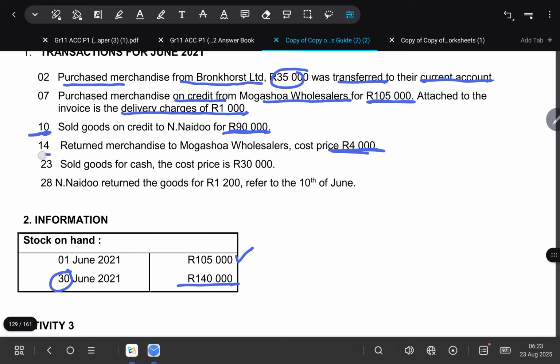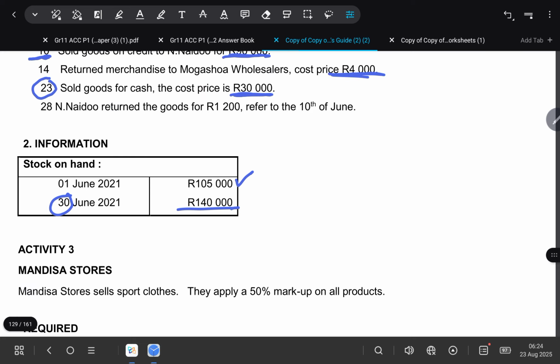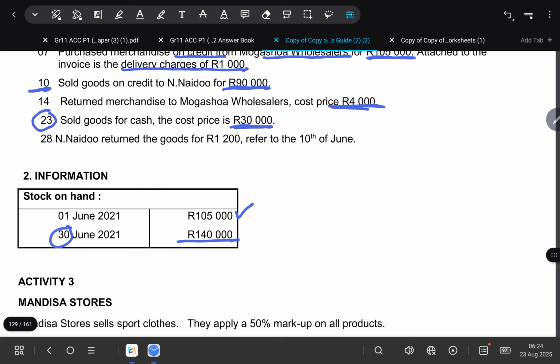Next transaction, they said that they sold goods for cash, and the cost price of those goods is 30,000. So remember here, what we do in periodic, you only record transactions when you sell. But remember what I said, they didn't give you the original sales. So what we will do, we will get our cost of sales at the end of the year, then we transfer it into a selling price. Okay. Now, next they are telling us that Mr. Naidu returned the goods of 1,200, referred to the transaction on the 10th.